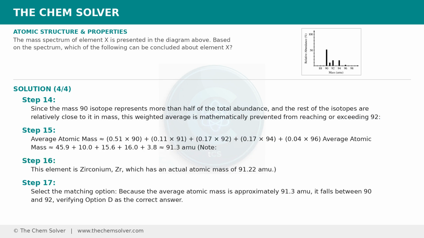Since the mass 90 isotope represents more than half of the total abundance, and the rest of the isotopes are relatively close to it in mass, this weighted average is mathematically prevented from reaching or exceeding 92.